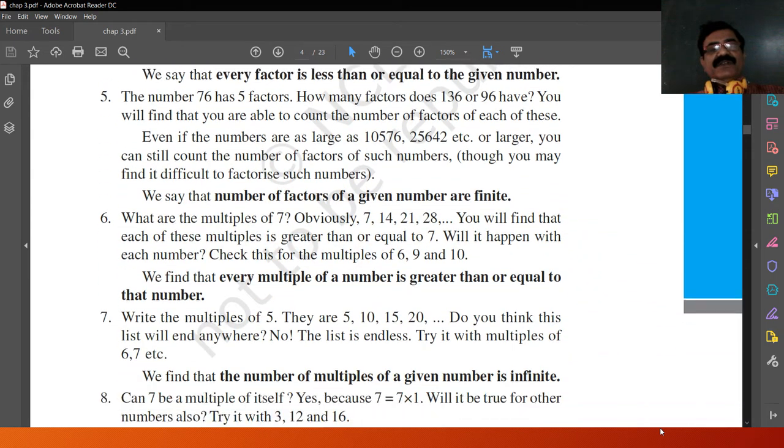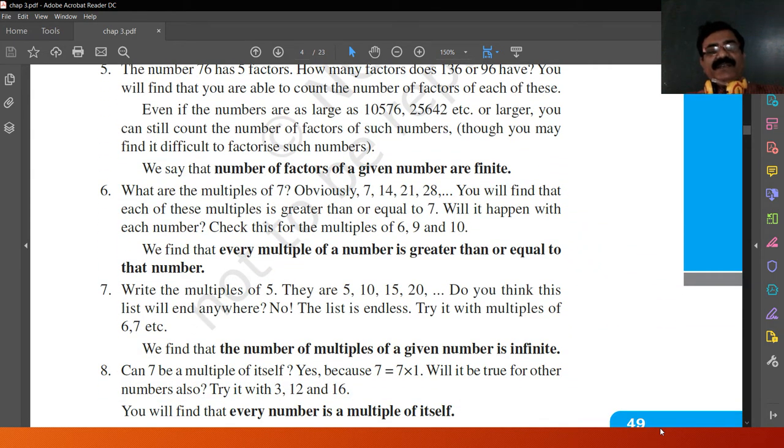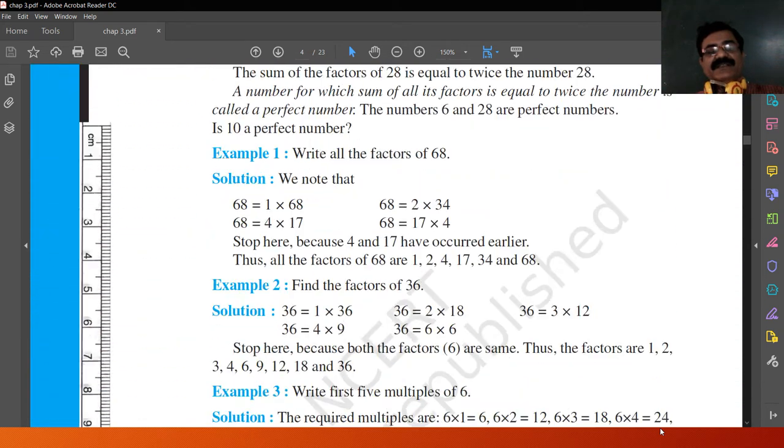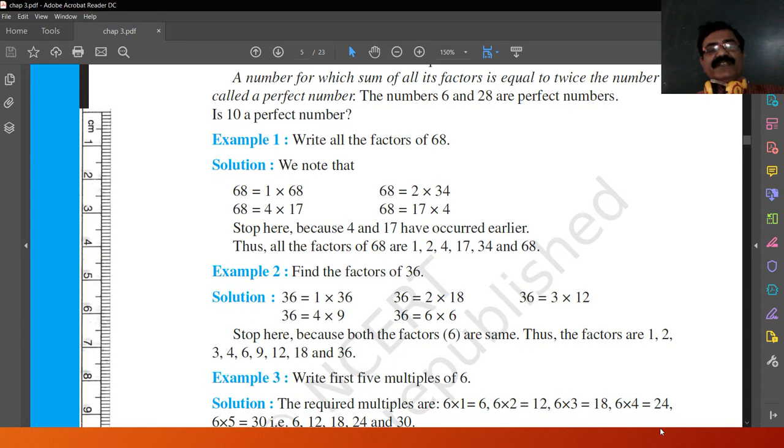So like this, you find very easily every number is a multiple of itself, and we can find the factors of 68. So what you can write, 1 into 68, 4 into 17, 2 into 34, 17 into 4. There are 4 ways, so we can write that 1, 2, 4, 17 and 34 and 68 also. These are the factors of 68.